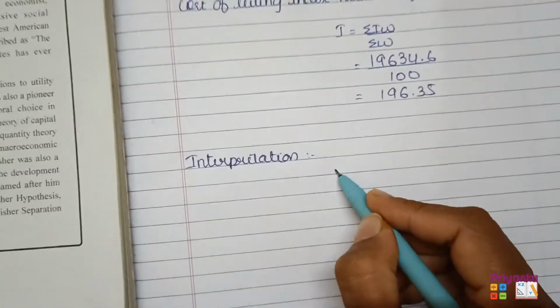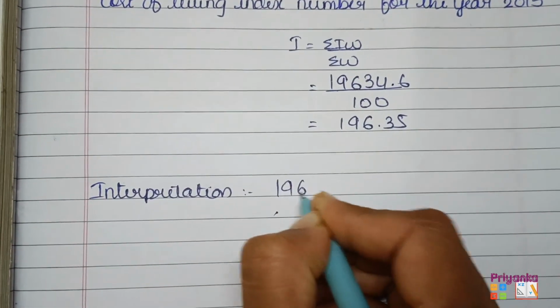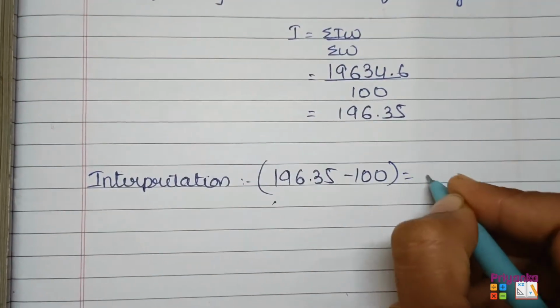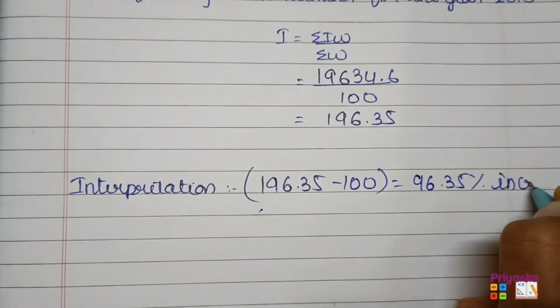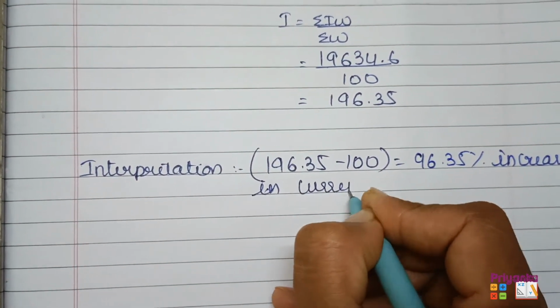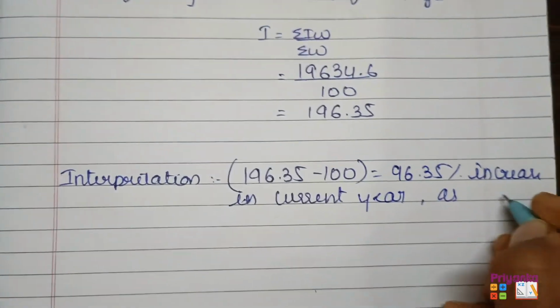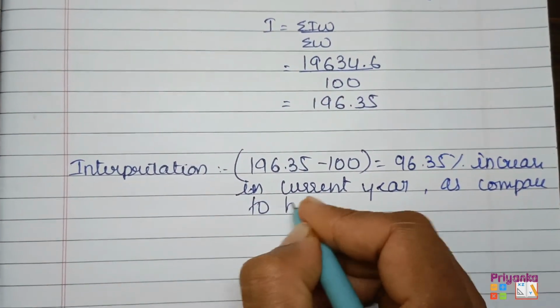Even in the question they ask you for the interpretation. For the interpretation, take 196.35 minus 100. We get 96.35% increase in the current year as compared to the base year.